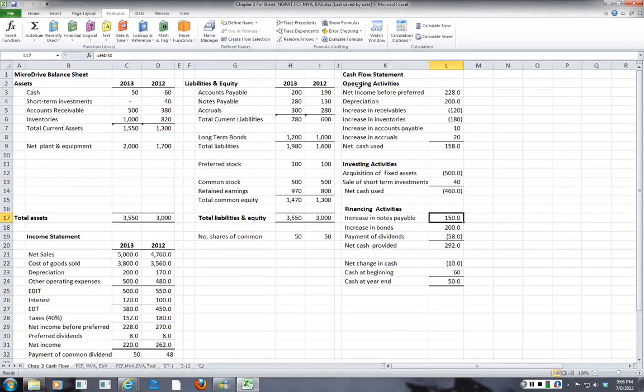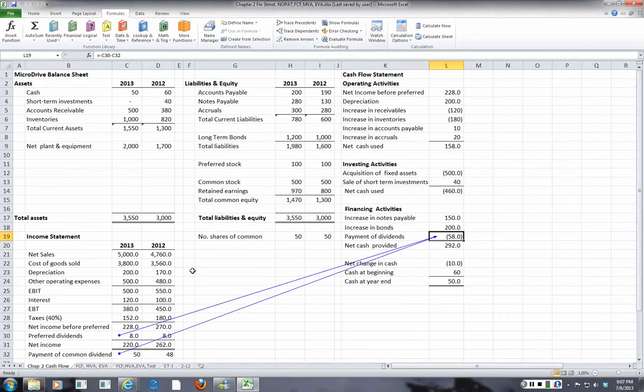You can see that there's an increase in notes payable of $150,000 and an increase in bonds of $200,000, and you can see where we get that from these two balance sheet items. Then we paid dividends: $8,000 for preferred and $50,000 for common dividends. So that's a negative cash. The net cash provided is $292,000, which gets added to the $158,000 from the operating activities and subtracted by $460,000, so that we get a net change in cash of $10,000.